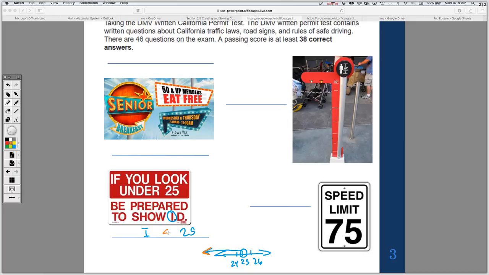So go ahead and put this, and we said that it's not equal to, so we're just going to have that. So basically, if you look 25, which is very subjective, one person will say he looks 25, one person won't. But for this math problem, if you look 25, then you're fine. If you look under 25, then be prepared to show ID. So there's no equal sign. No equal sign on that.